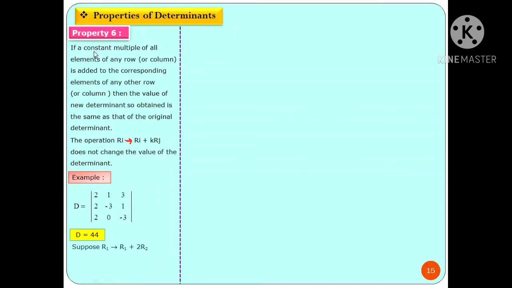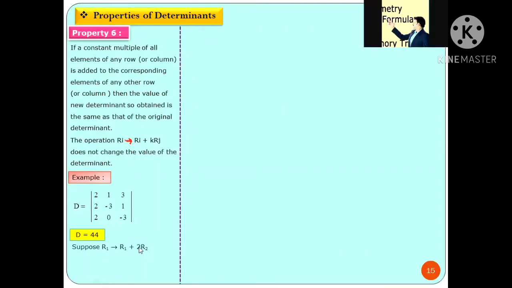Check the property mentioned here: a constant multiple of all elements of any row, that is 2 times the second row, is added to the corresponding elements of any other row. So here 2 times the second row is added to the first row. So the elements of the first row are changing. Calculation wise, there is no change in the second and third row. I can keep the second row and third row as they are. The change is only in the first row.